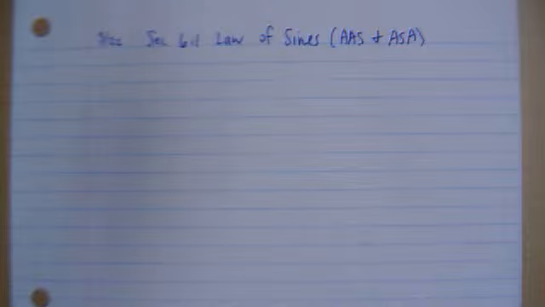Alright, so today we're going to be using law of sines. This happens when we have triangles where we're given the information of two angles and a side, so angle, angle, side, or angle, side, angle. It's just the order in which it goes.